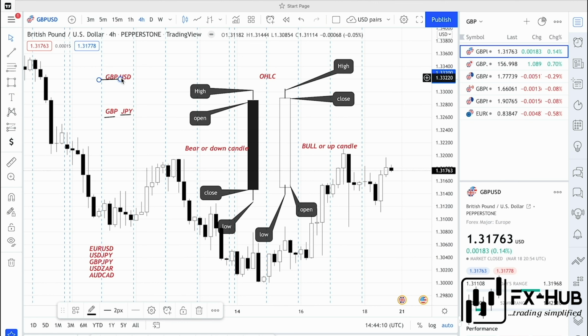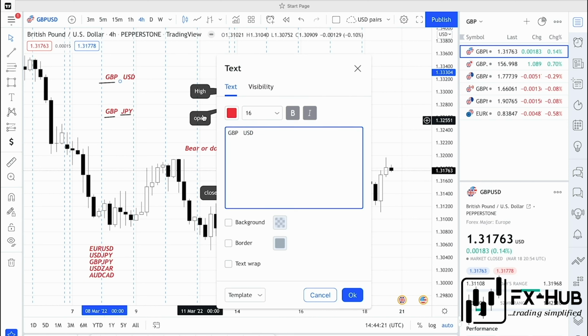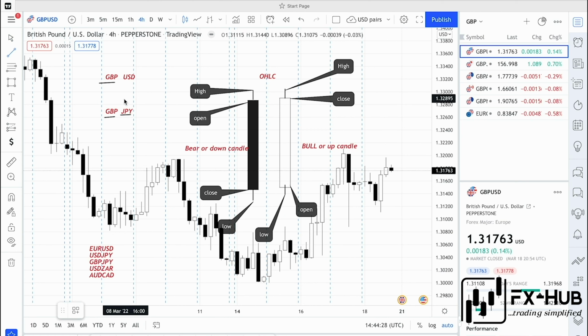So this is it. Let me still increase the space between them. Okay, this is nice. Now, looking at those, the base and the quoted currency. Always take note, the base currency is the one on the left and the quoted currency is the one on the right. On this example here, I've listed out some pairs: Euro USD, USD JPY, GBP JPY, USD ZAR, and AUD CAD. So Aussie CAD.